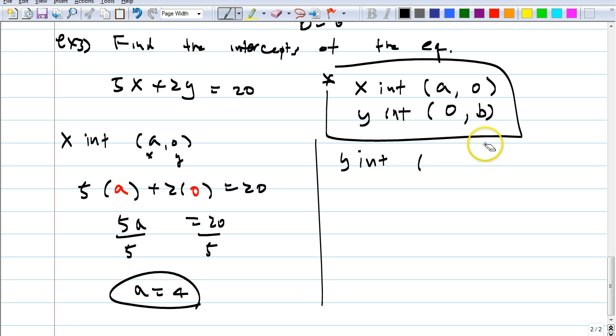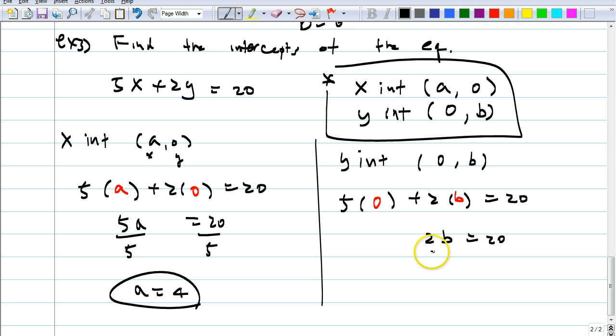No, oops, that's wrong. Don't do that. That's how you get it wrong. 0 comma b. 5 something plus 2 something equals 20. And like I said, the nice thing about this is you don't have to write it into function form anymore. So now, what do I plug in for x here? 0. B. So then I get, what's 5 times 0? 0. 2b equals 20. Divide both sides by 2. B equals 10.